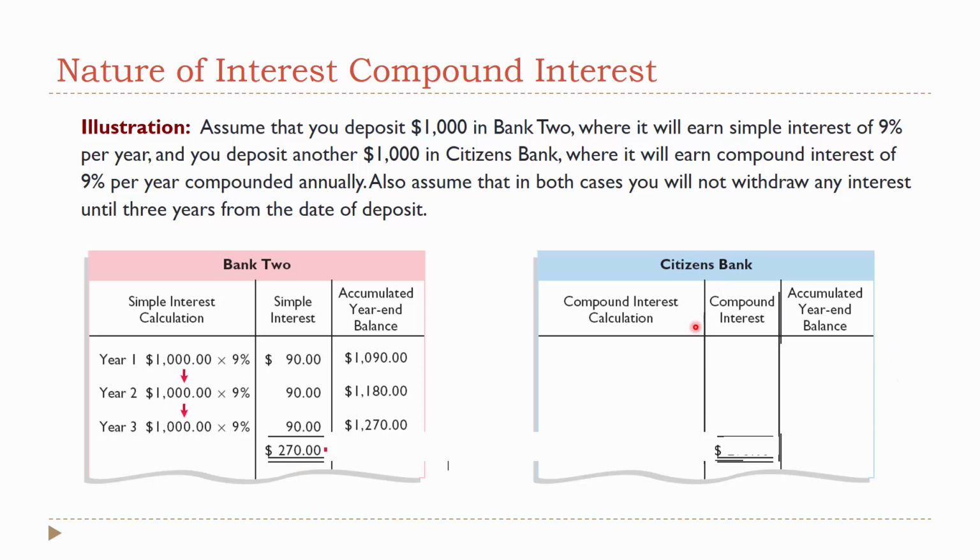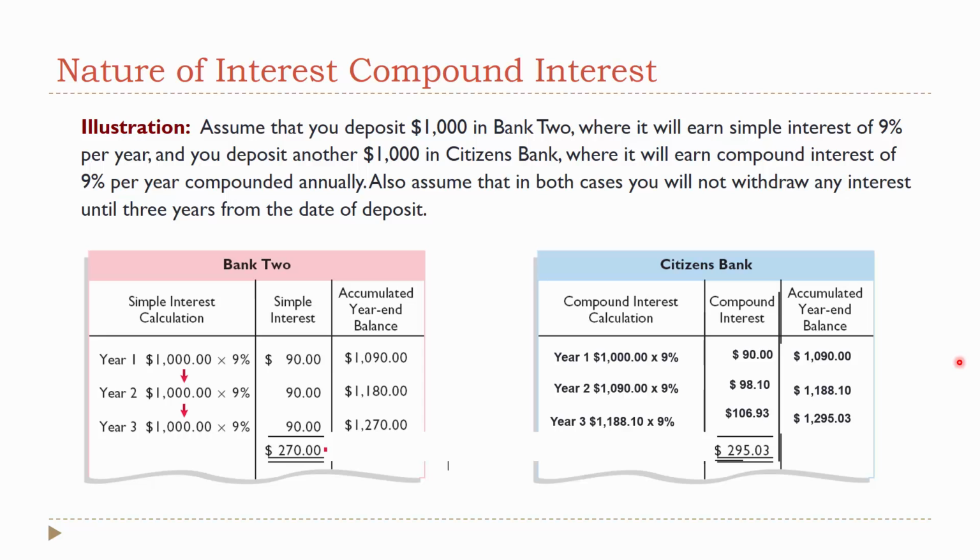In Citizens Bank, we're getting compound interest. So at the beginning of the year, we put that $1,000 in, we would get 9% on that, which would also be the same $90. But now our balance is $1,090. In year 2, under compound interest, we would earn 9% of that balance, which means we would get $98 of interest. And then in year 3, that gets added on, and we get 9% of that, which now we're getting $106 of interest for that year. So then the total amount of interest we would earn under compound interest would be $295. So we earn a little over $25 more under compound interest than we would under simple interest.